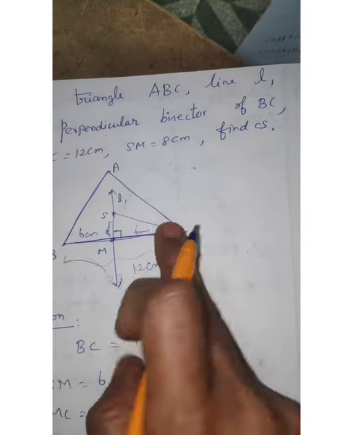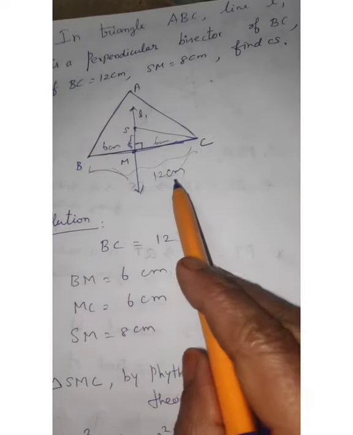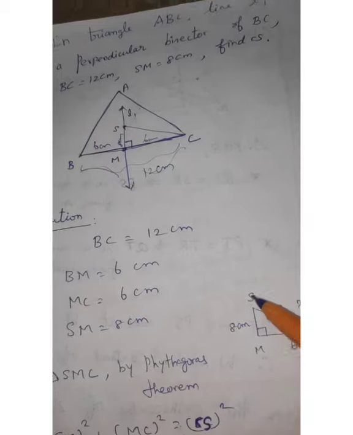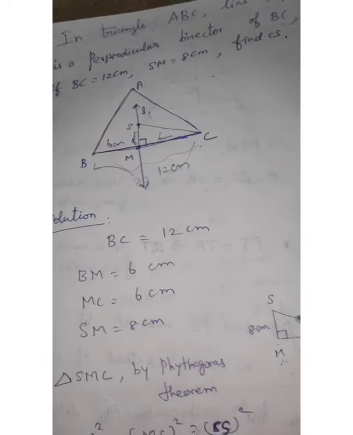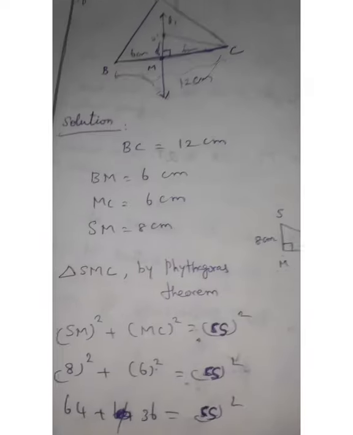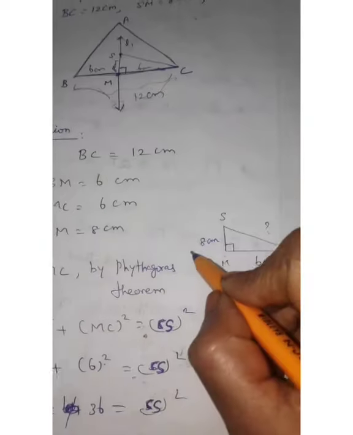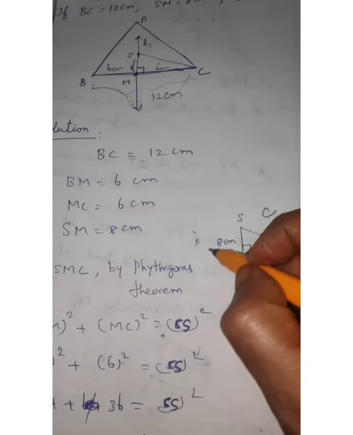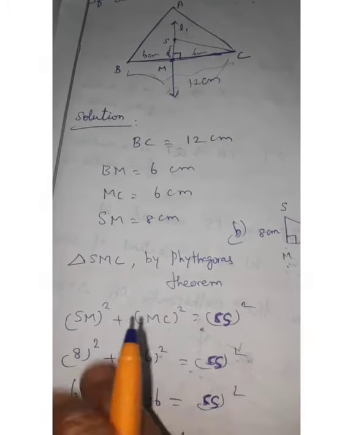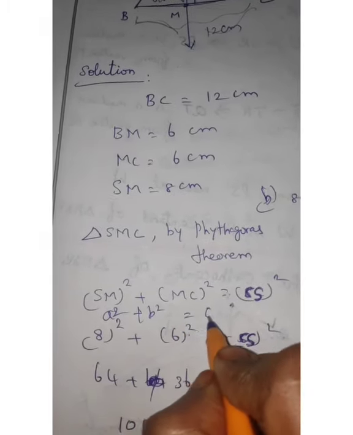Find the CS value. So draw this triangle again, so there is no confusion. MC equals 6 centimeter. SM equals 8 centimeter. You want to find this value. By Pythagoras theorem, this is the A value, B value, C value. A squared plus B squared equals C squared.